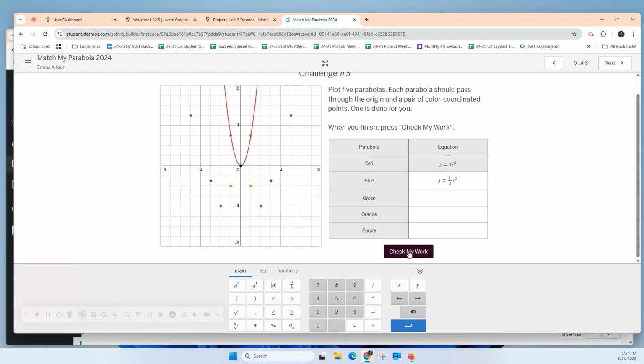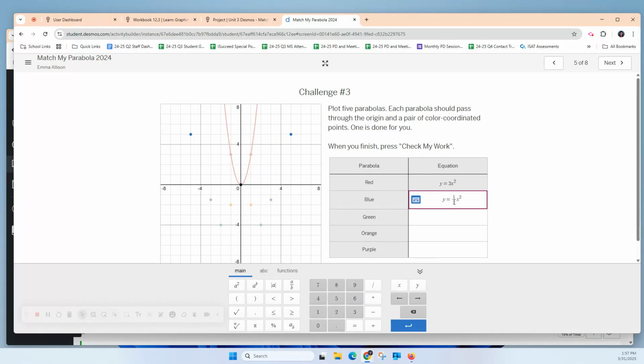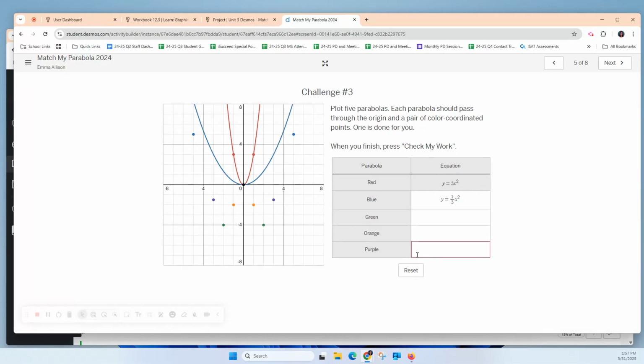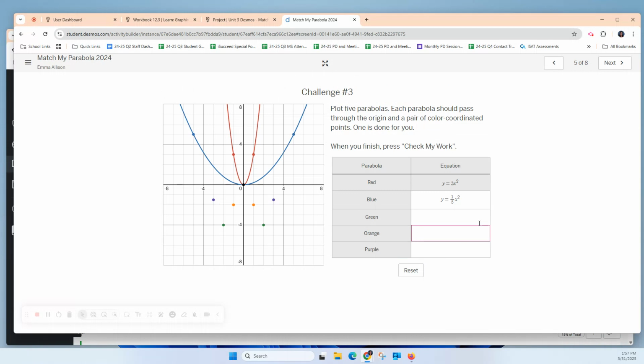So let's check my work on that blue one. Okay, it is wider, but it's not quite wide enough. So now I'm going to make this even wider by making the number on the bottom bigger. So let's try 1/3. Okay, still not quite there. And this is how I would love for you guys to complete this, is just putting in some numbers and seeing how it affects your graph. Okay, you can reset this as many times as you need to. So that's how I got that blue graph.